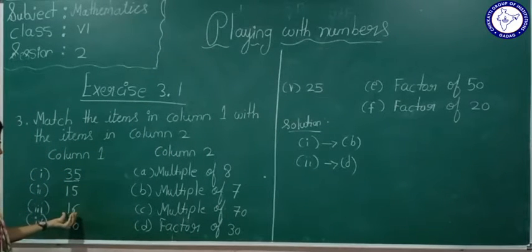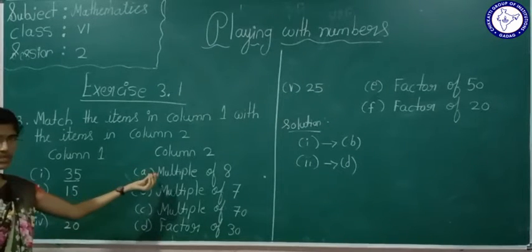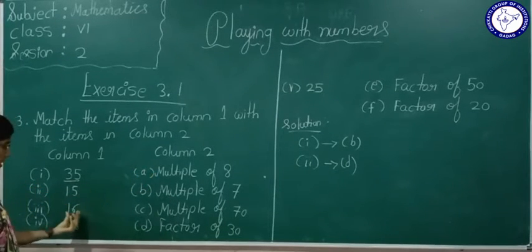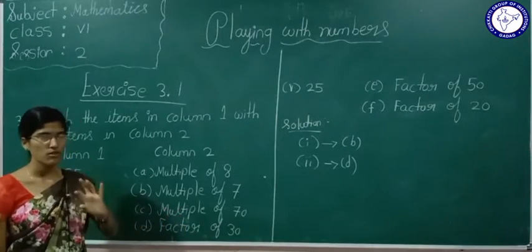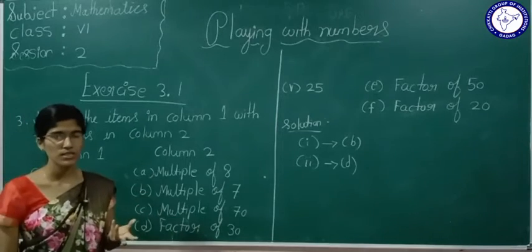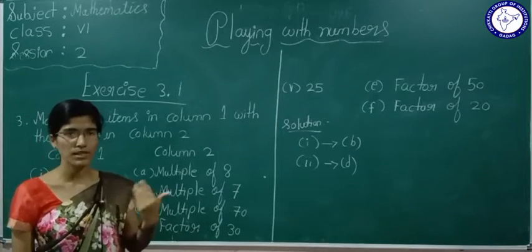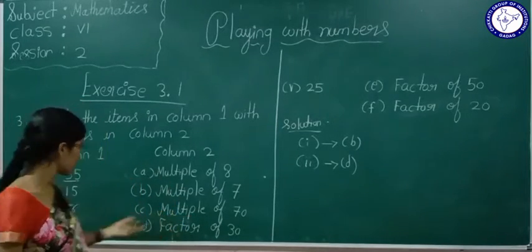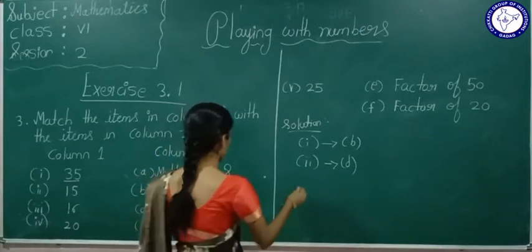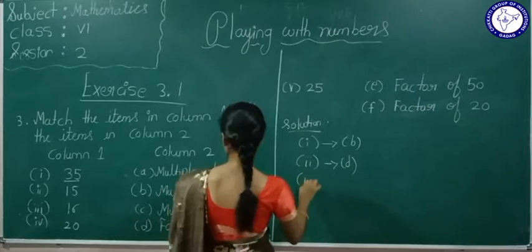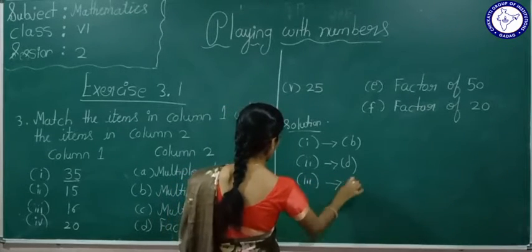Then 16. Say what this 16 is here? 16 is a multiple of 8. Yes or no? 8 2s are 16. So how are we going to obtain the multiples? If you want the multiples of 2, it means we have to go on multiplying by natural numbers. Yes or no? See here, 16 is a multiple of 8. Third answer is A.